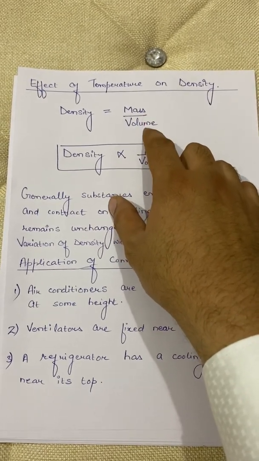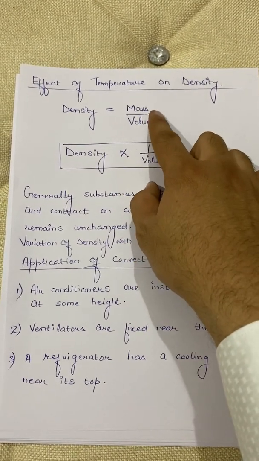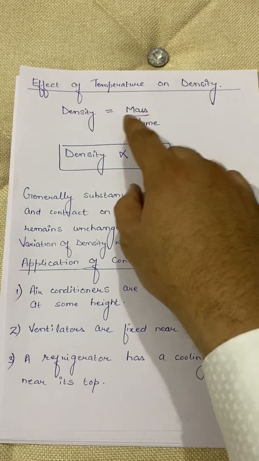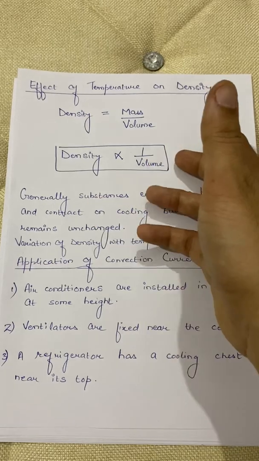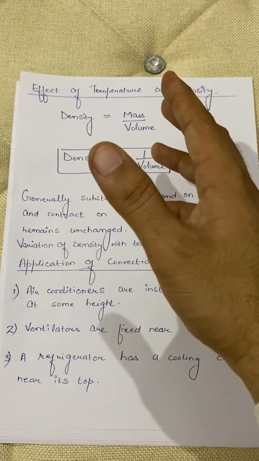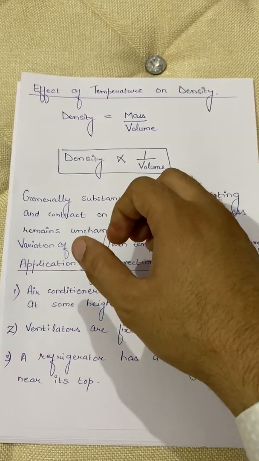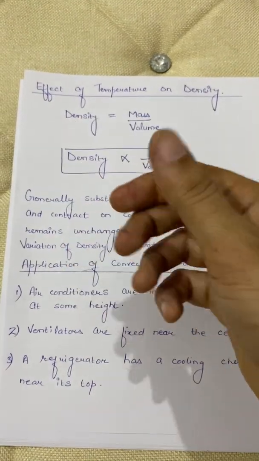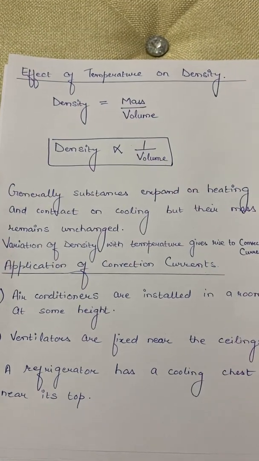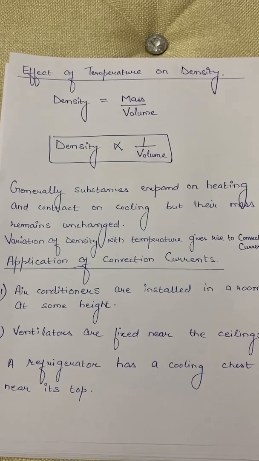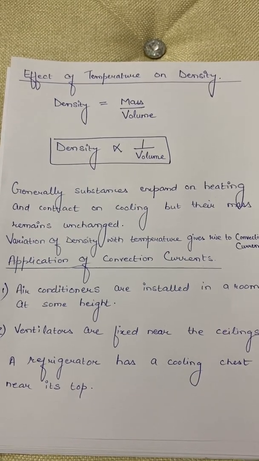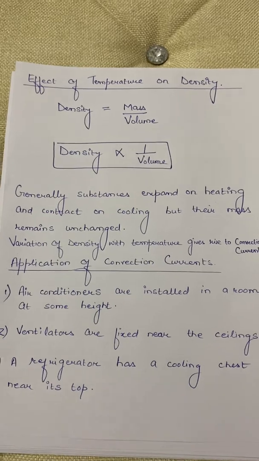From here, suppose we keep the mass constant, we can find an inverse relation. Density is inversely proportional to volume, and we know if we increase the temperature, what will happen? The kinetic energy of the molecules will increase, the intermolecular spaces will increase, and generally substances expand on heating and contract on cooling, but their mass remains unchanged.